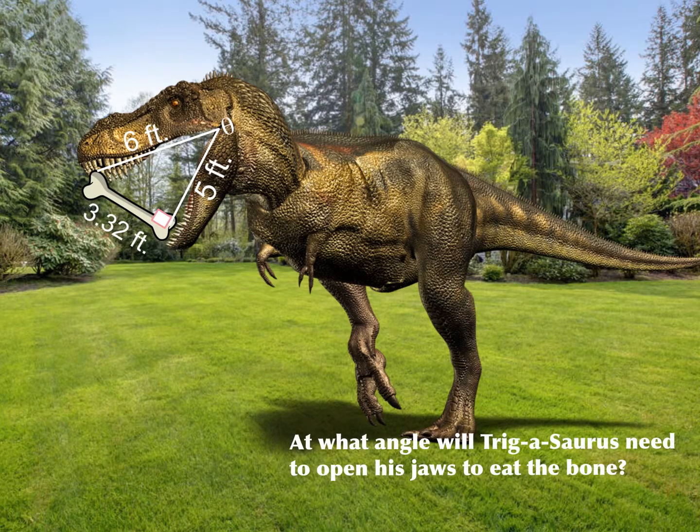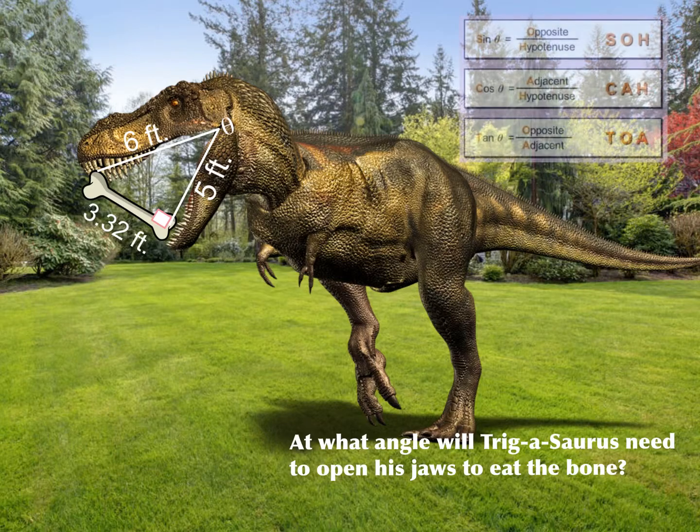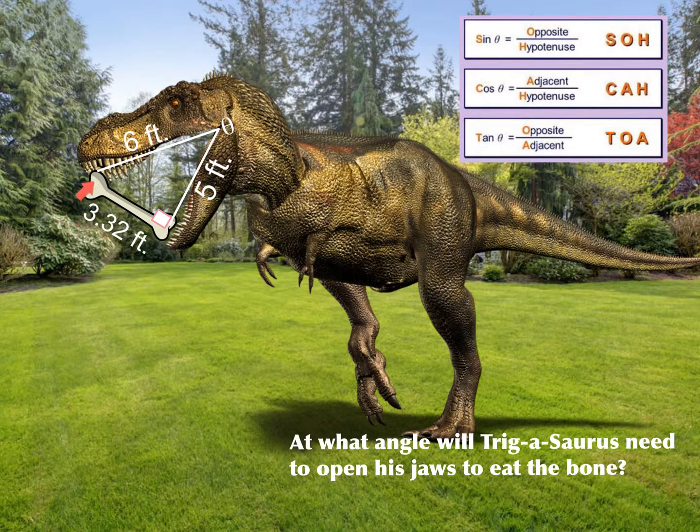So the question this time is, at what angle will Trig-a-Saurus Rex's jaws need to be at in order to eat this bone? This is a very different type of problem. So this time we would be able to set up any fraction of the sides here for any of our trig functions and work out that decimal, but we just don't know what that angle is.